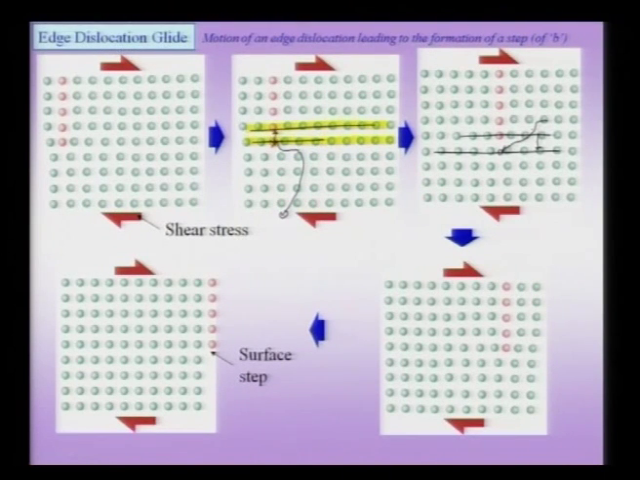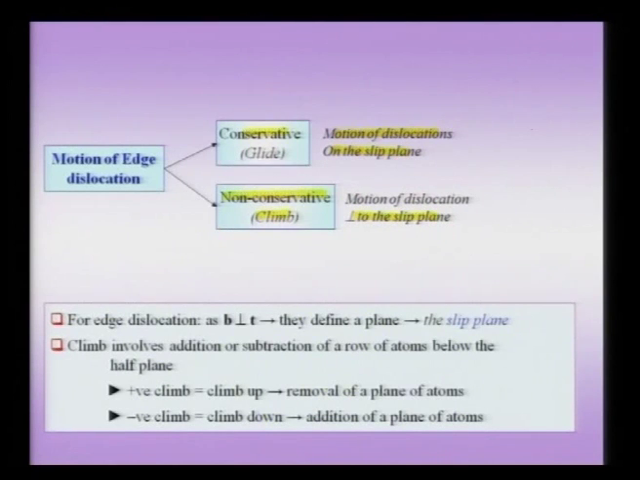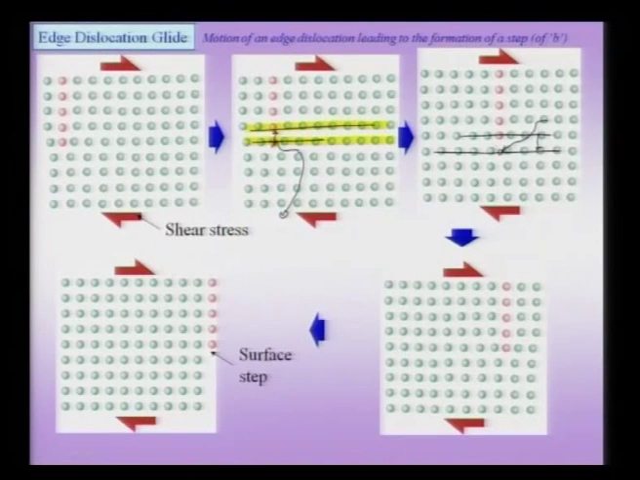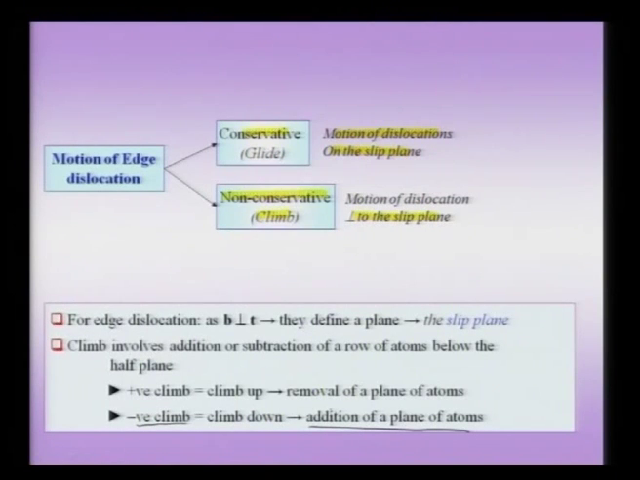So positive and negative climb are possible, leading to the change in slip plane above or below for an edge dislocation, and this negative climb, as we saw, involves addition of a plane of atoms, and so this is not merely one atom here, but an entire row of atoms going into the plane of the slide, and therefore I need to add an entire row, and this would lead to a positive or negative climb.